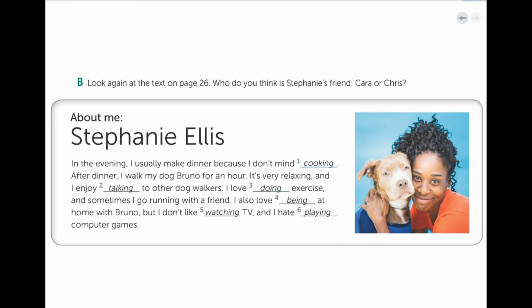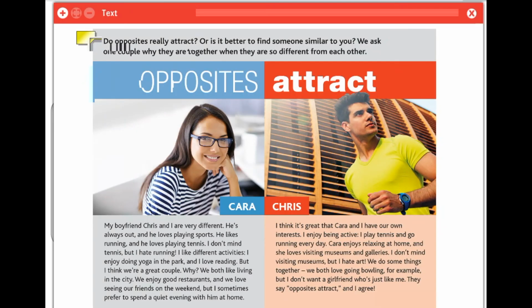Who do you think is Stephanie's friend? Kara or Chris? Let's try to remember looking again at the text here on page 26. So, who do you think is Stephanie's friend? Kara or Chris? No surprise, yeah? It's Chris, the guy who is active and loves running. Kara doesn't like running. She hates running. So, Chris is the friend who goes running every day with Stephanie, right?